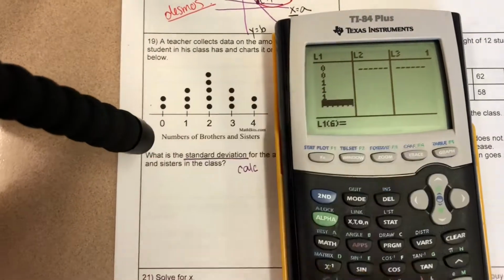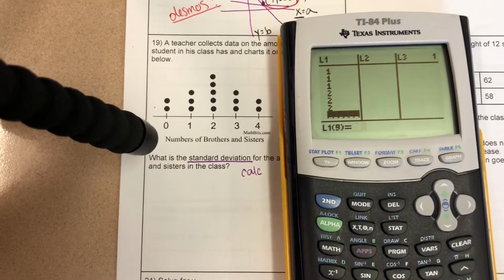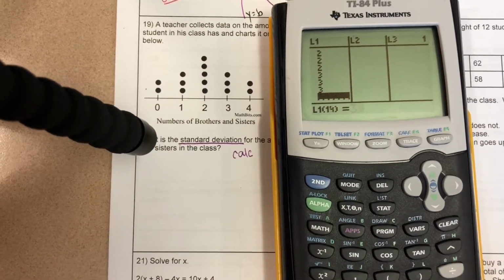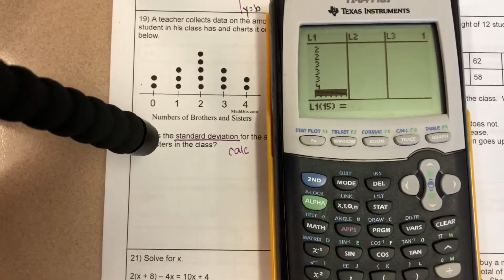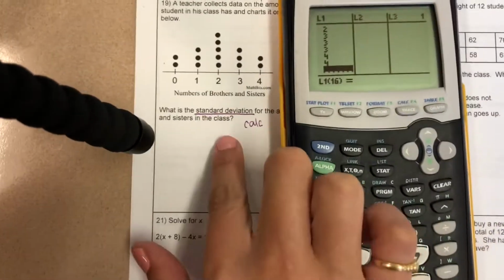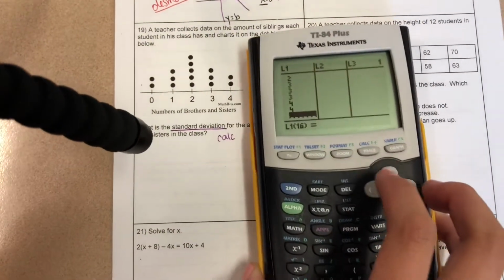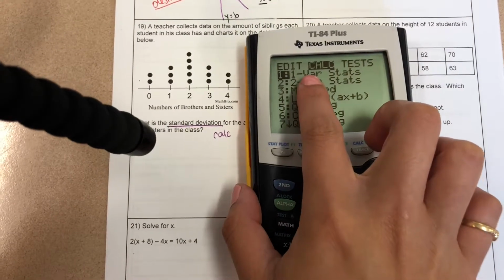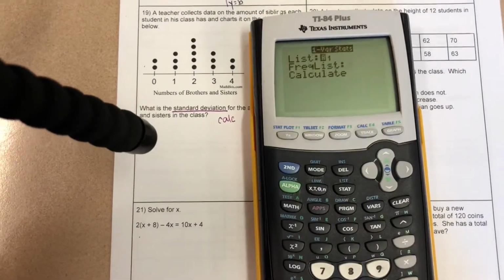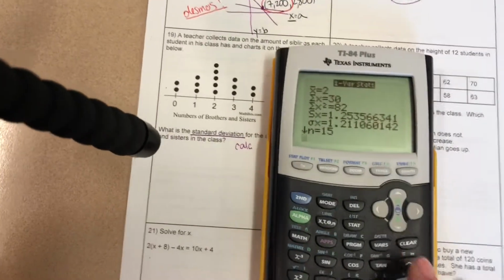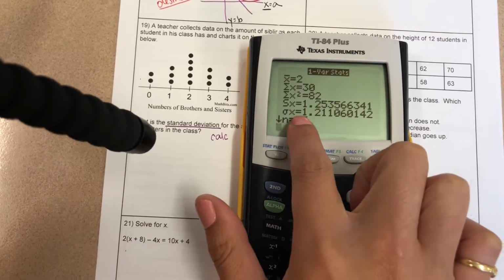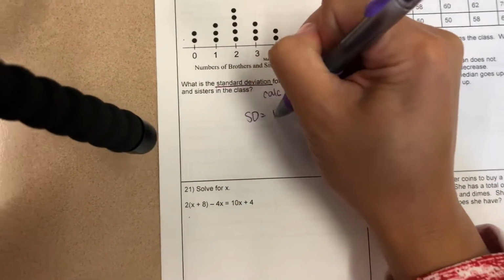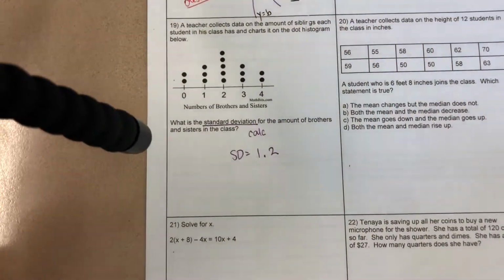I have 5 2s. I have 3 3s. And then I have 2 4s right here. So 4, 4. All right, to find the standard deviation, it's just a quick calculation. I'm gonna go to stat, calculations, and then because I'm only doing one variable, because I only put it into L1, I'll hit 1, enter, and then my standard deviation is right here where it says sigma x, 1.2. So my standard deviation, as simple as that, is going to be 1.2 for this problem.